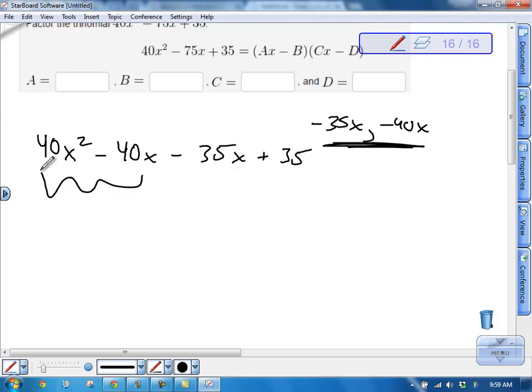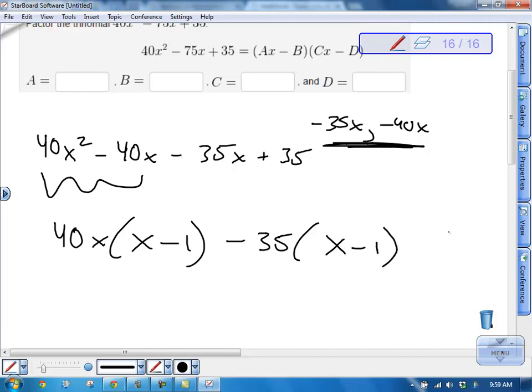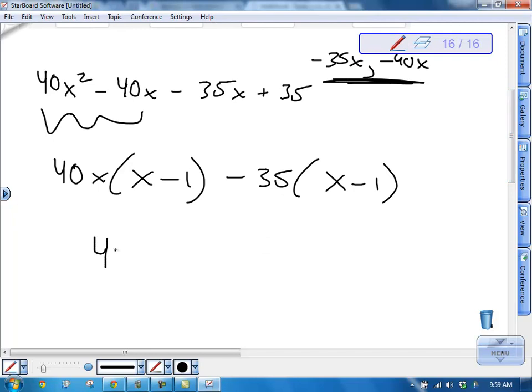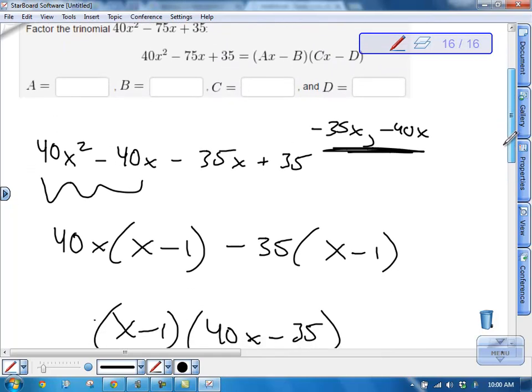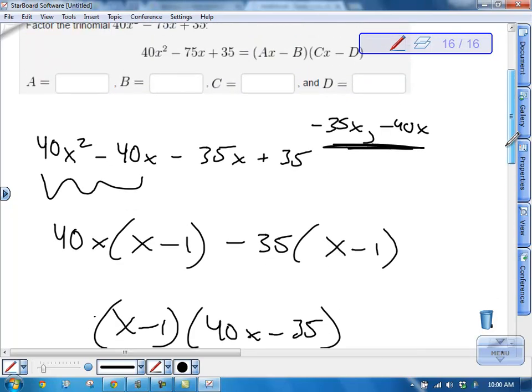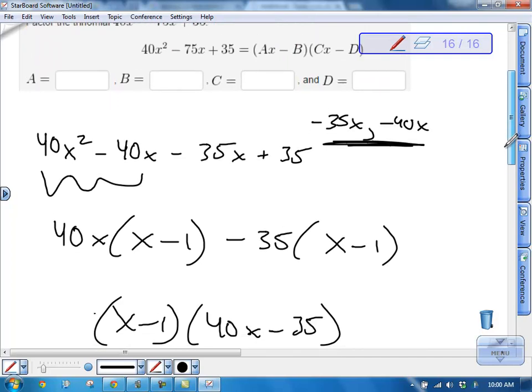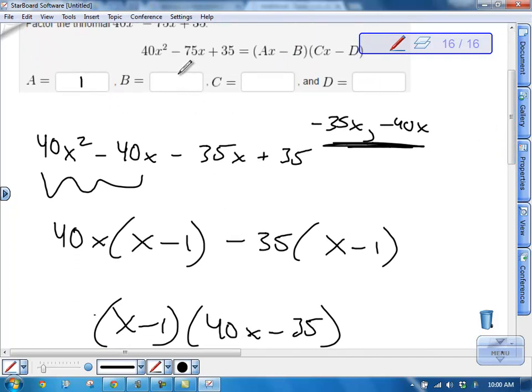So you're going to pull 40x out of the first two, and that leaves you with x minus 1. And then I'll actually pull negative 35 out of the next two, which leaves me with x minus 1. And now from there I can factor out the x minus 1, and that leaves me with 40x minus 35. So I don't know if guess and check would have been just as easy for this one, but that's what we're looking for there. I don't think it matters what way we enter this in. Just enter in 1 for A, for example. B will be 1 as well. And then C would be 40. And D would be 35.